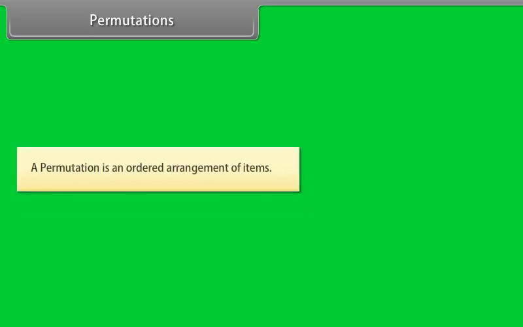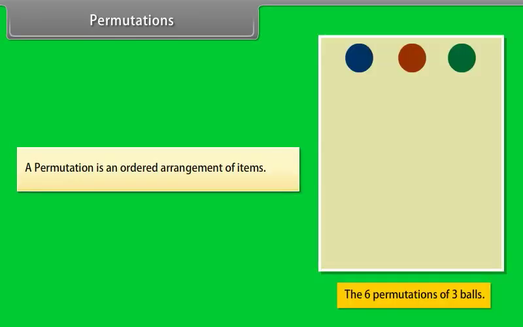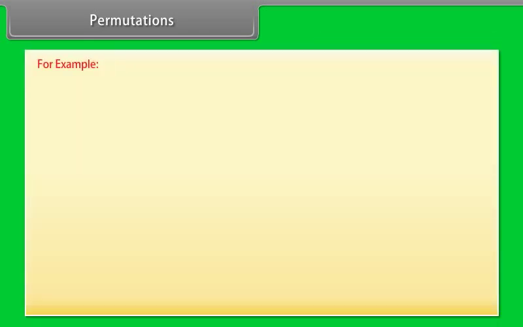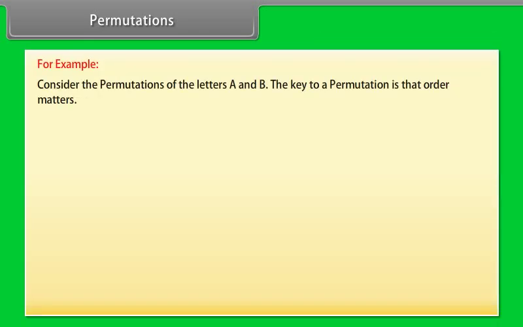Permutations. A permutation is an ordered arrangement of items. The concept shown below will clear your concepts. There are 3 balls which are arranged in ordered arrangement. For example, consider the permutations of the letters A and B. Just think about how many different ways you can arrange A and B.